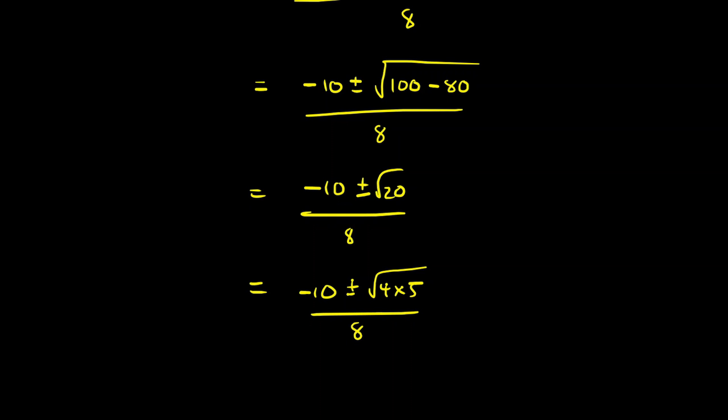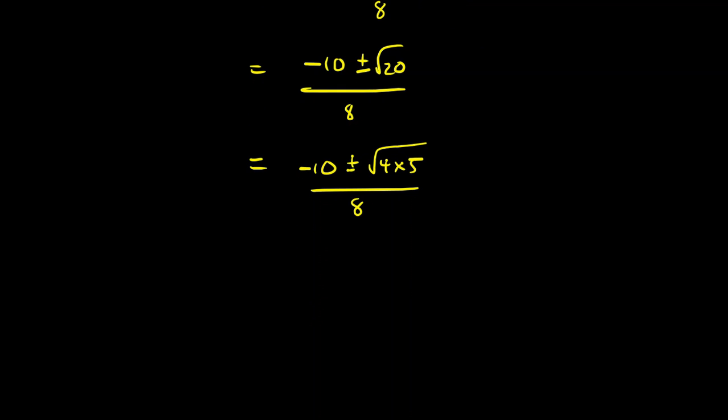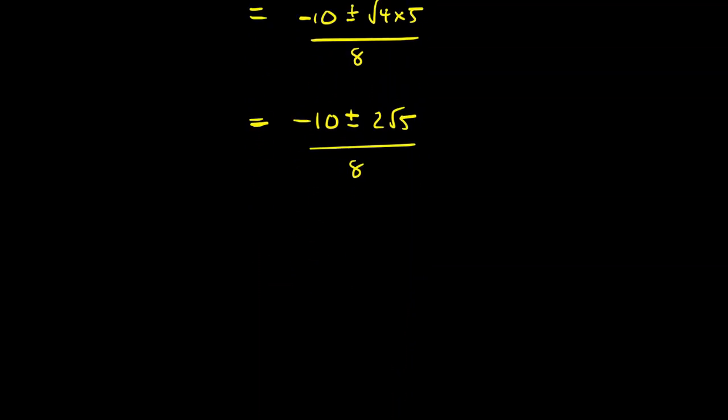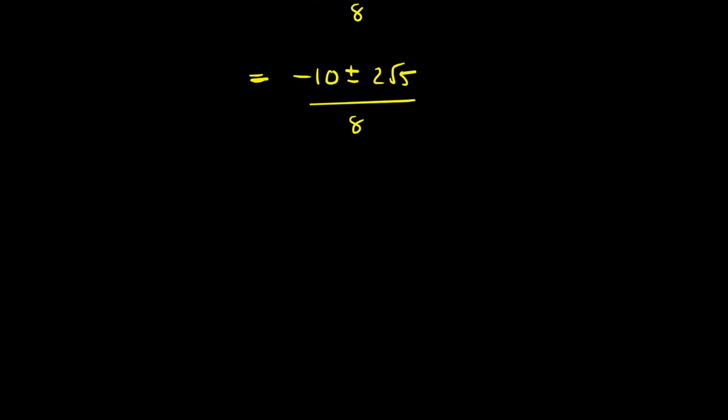And therefore, I can square root the 4 to get minus 10 plus or minus 2 root 5 there. And then I can cancel off by dividing top and bottom by 2. That will give me minus 5 plus or minus root 5 all over 4. And that should be my answer.